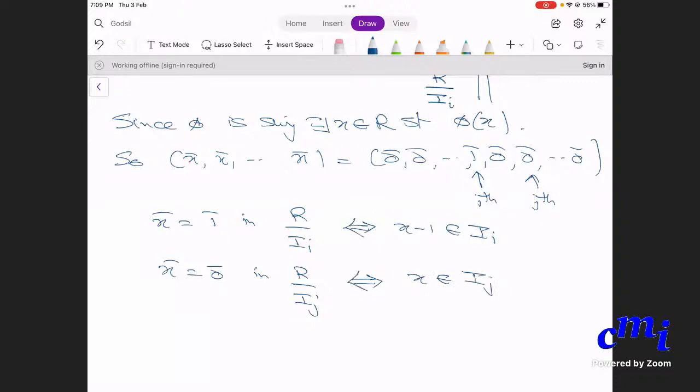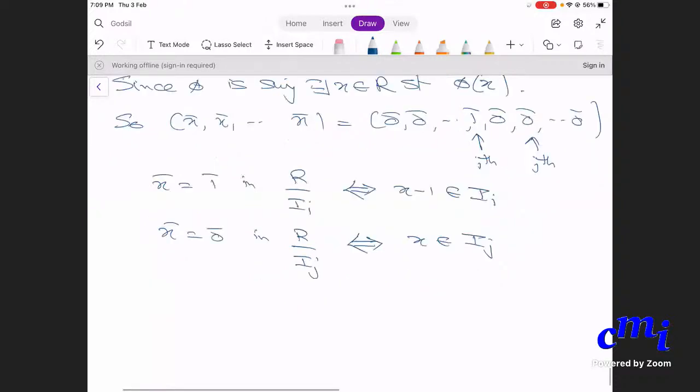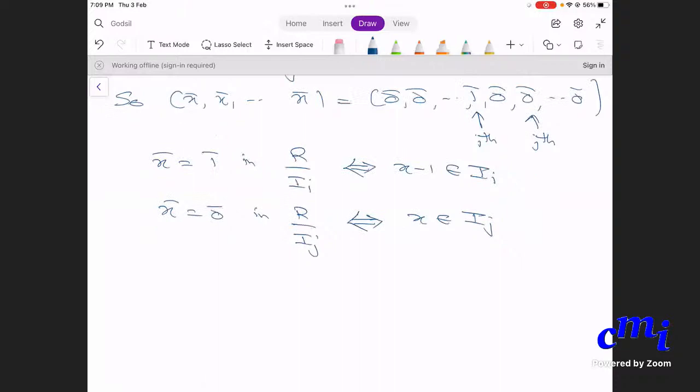These mean the same thing. To say that x minus 1 is in I sub i is the same as saying x bar equals 1 bar in R mod I sub i. So I found an element x which satisfies these two conditions: x minus 1 is in I sub i, and x belongs to I sub j.